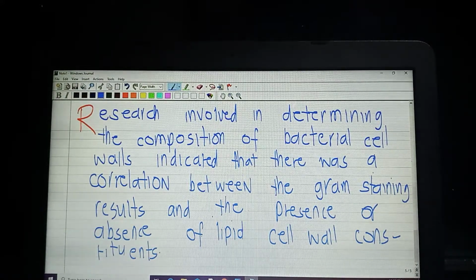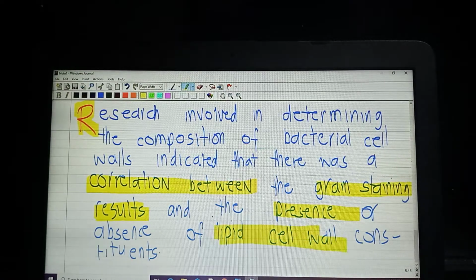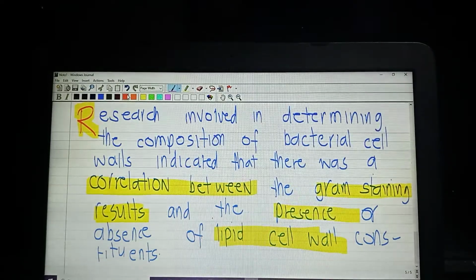Because if you're going to compare gram positive and your gram negative, it is evident, according to research, that there is a close correlation between gram staining results and the presence or absence of a lipid cell wall. Why? Your gram positive, they have thicker walls with more layers of substance called peptidoglycan. What is a peptidoglycan? It is a complex carbohydrate which renders it resistant to denaturation of your alcohol.